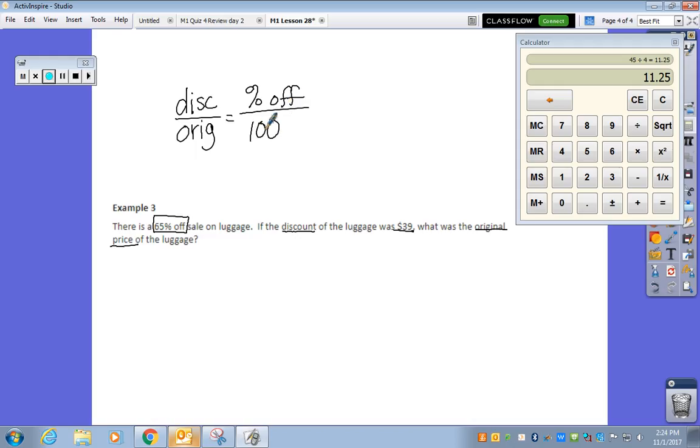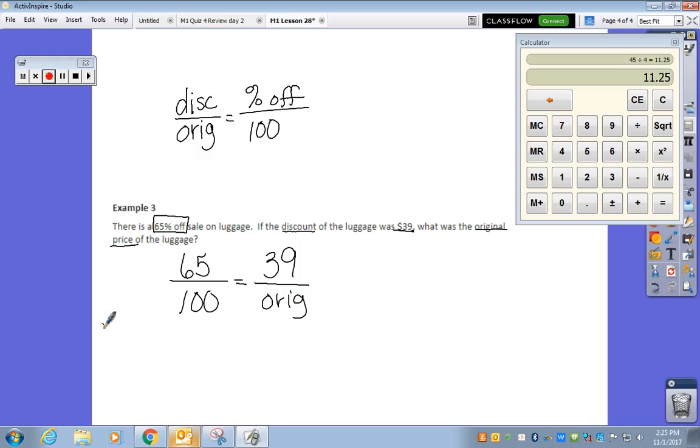In this problem, once again, I'm given a percent. So I'm going to put the percent piece of the equal fractions first. So the percent off is 65%. So the 65 goes over 100. The discount does match with percent off, so that means the 39 will go across from the 65, and I'm looking to find the original. And again, original should always be across from 100.